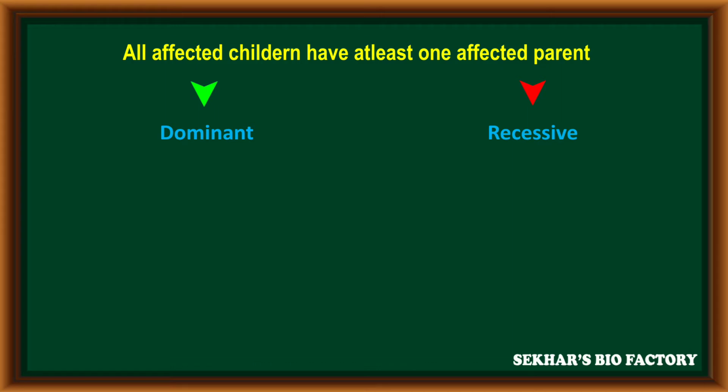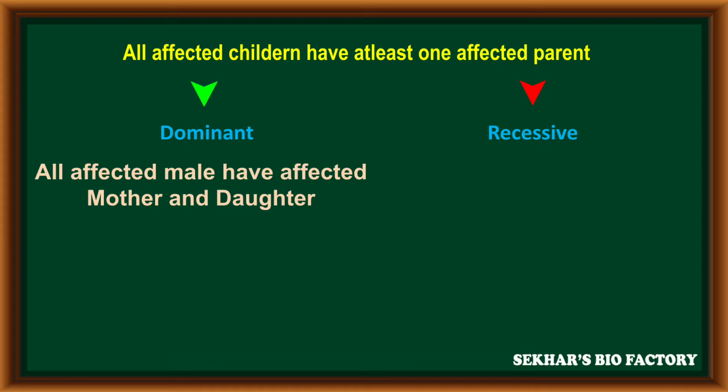In a similar way, if there is an affected male in that pedigree chart, consider this affected male. If the affected male has an affected mother and affected daughter, if it is yes, that indicates it is X-linked dominant. And if the affected male does not have an affected mother and affected daughter, that indicates it is autosome-linked dominant. In this way, we can identify these two things.